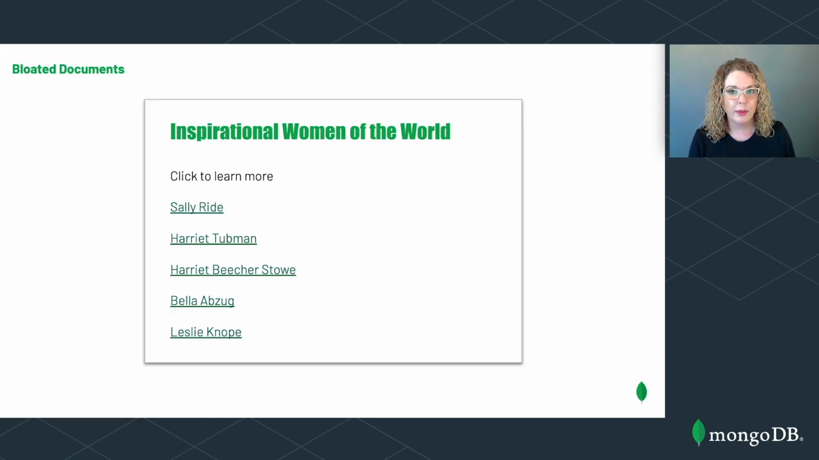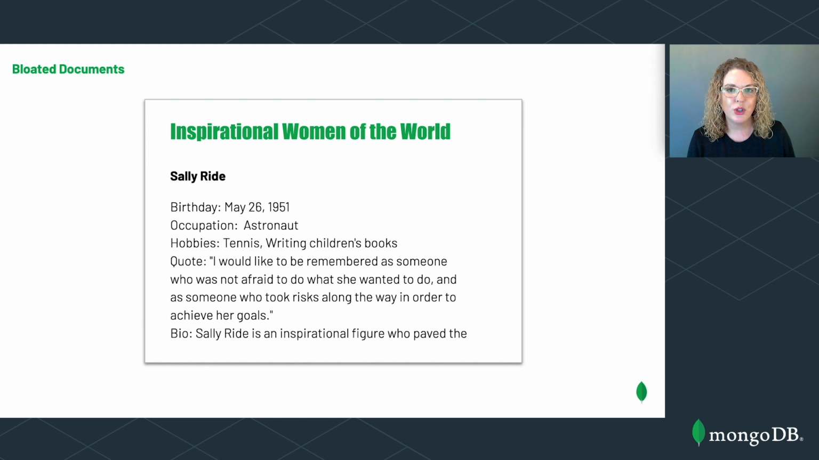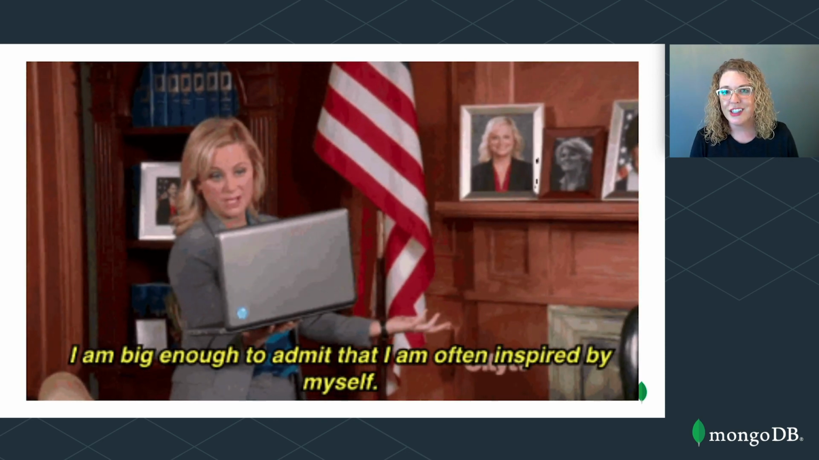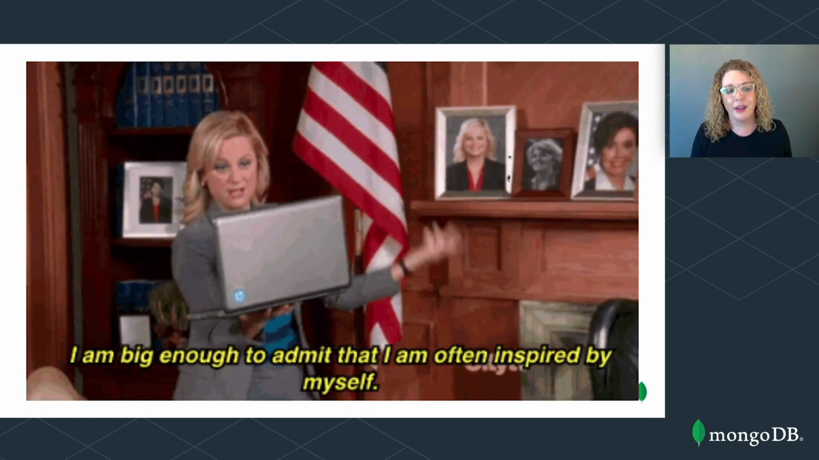Let's revisit Leslie's website for inspirational women that we discussed in the previous anti-pattern. Leslie updates the homepage to display a list of the names of 100 randomly selected inspirational women. Let's say a user clicks on Sally Ride. They'll be taken to a new page with all of the detailed biographical information about Sally. Leslie gets to work and fills the website with information about 4,704 inspirational women, including herself. Leslie jokes that she is big enough to admit that she is often inspired by herself.